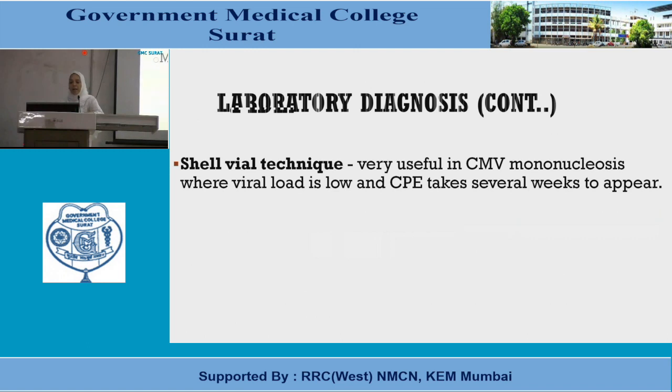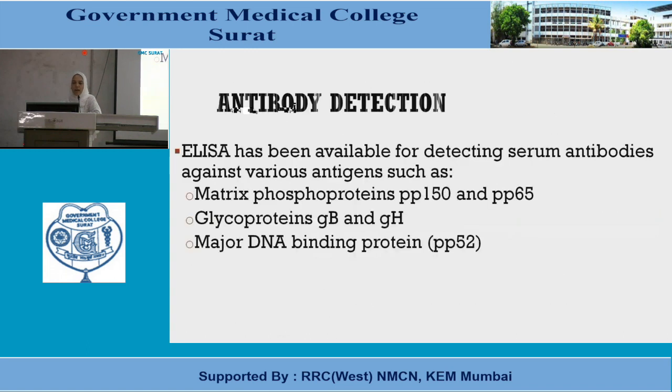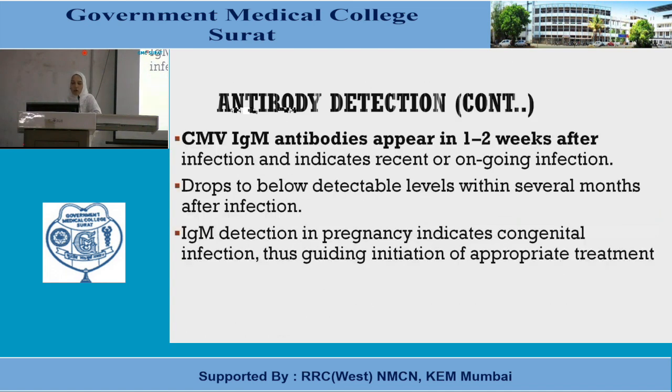ELISA antibody detection can be done through serum antibody, but there are a few limitations. The various antigens which can be used for ELISA are matrix phosphoproteins PP150 or PP65, glycoprotein gB or gH, or major DNA binding protein like PP52. CMV IgM antibodies appear in 1 to 2 weeks after infection and can indicate recent or ongoing infection. They drop below detectable level within several months after the infection. IgM detection in pregnancy indicates congenital infection, thus guiding that treatment needs to be initiated.